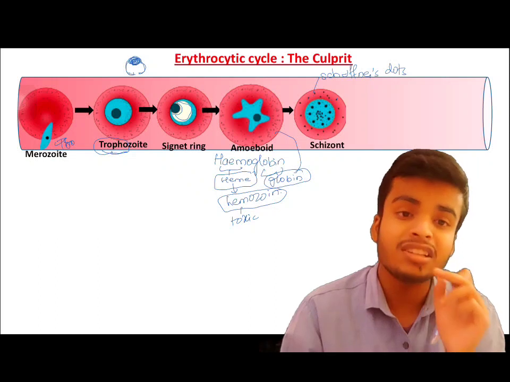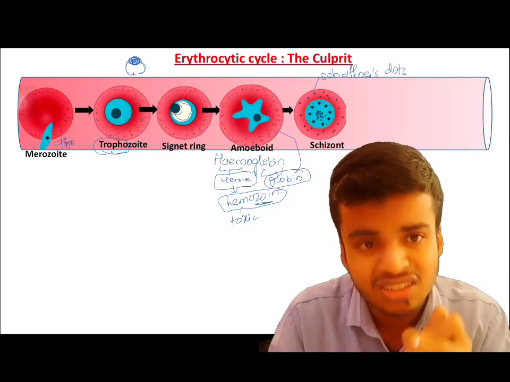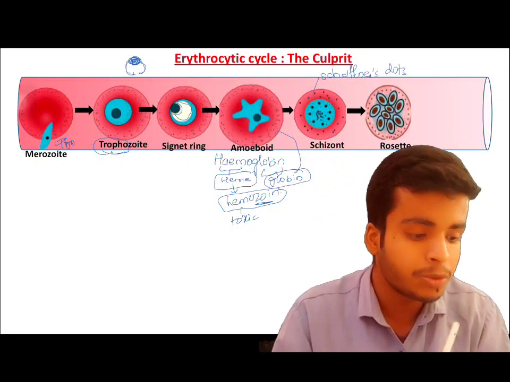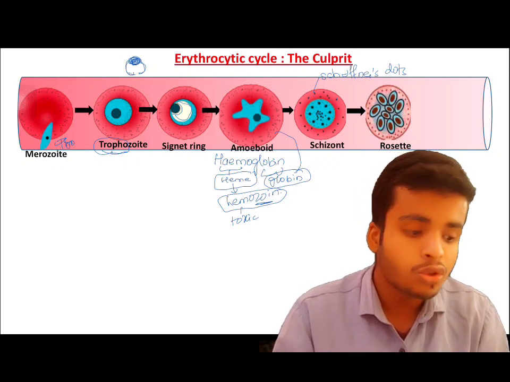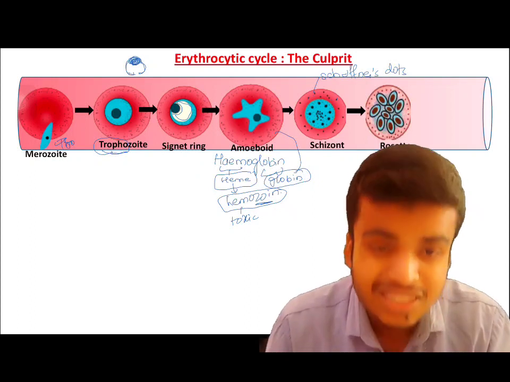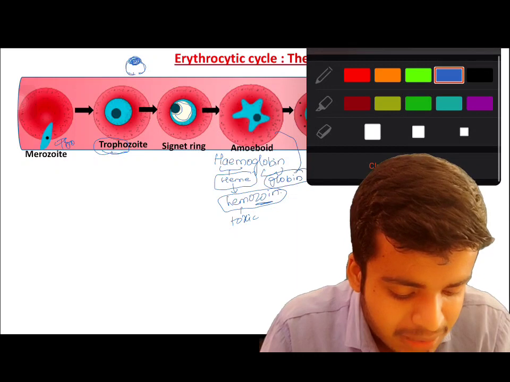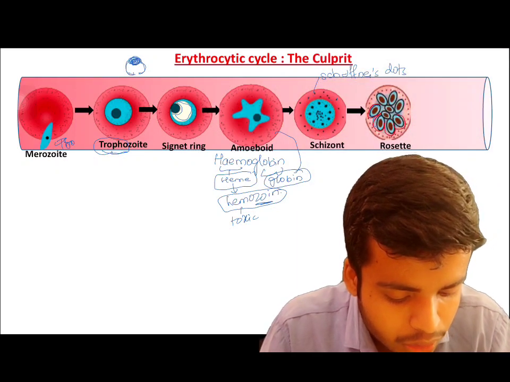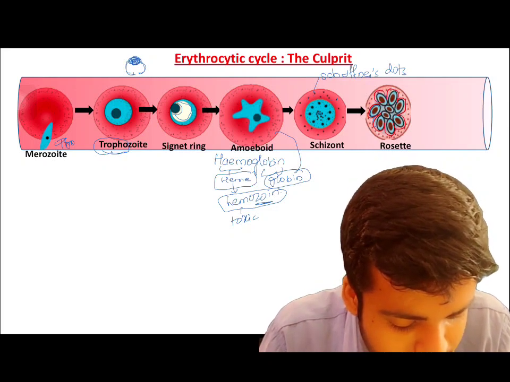So hemozoin is formed in the amoeboid stage. This is a probable question that might be asked in your exam. Do not forget this. Now after this schizont stage comes the rosette stage. In the rosette stage, the single nucleus divides into many, and the cytoplasm also goes to them. So this is something like a rosette, where there are nuclei.